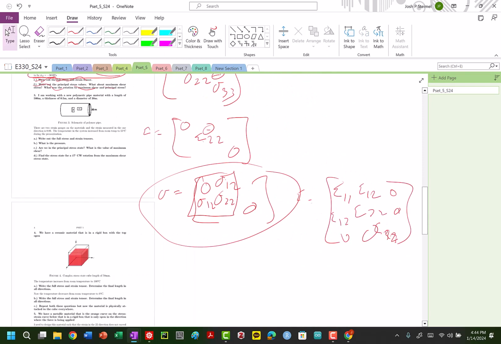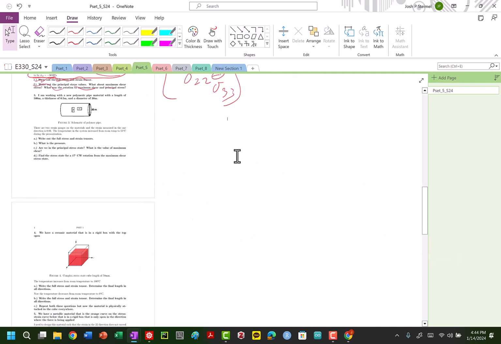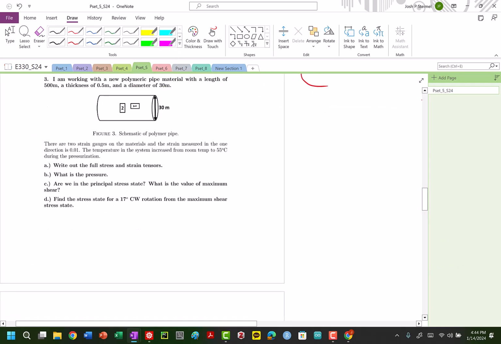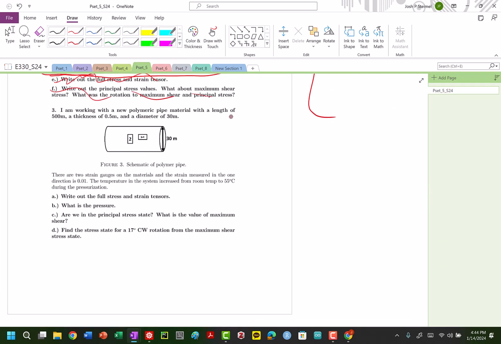I am going to delete these things, and let's go ahead and look at the pipe. So now I'm working with a polymeric pipe with length, thickness, diameter already. First thing I'm going to do is draw my coordinate system. I'm going to do this in the 2 direction, this in the 1 direction. Again, I'm wrapping around. My coordinate system is cylindrical, so 2 is going to wrap around this direction, 1 is going to be along that direction.